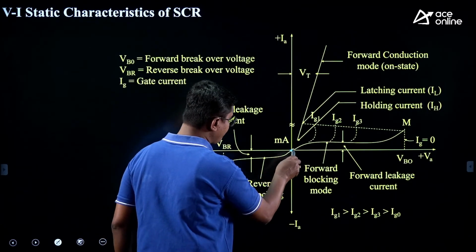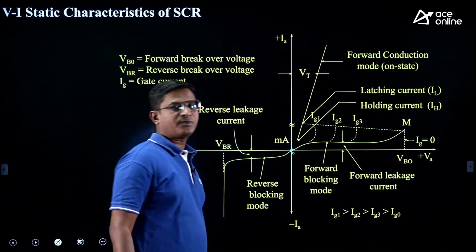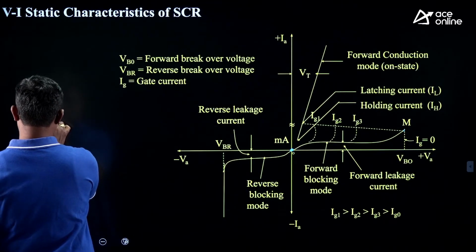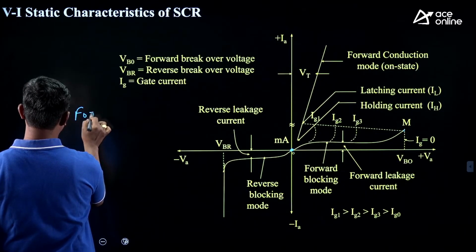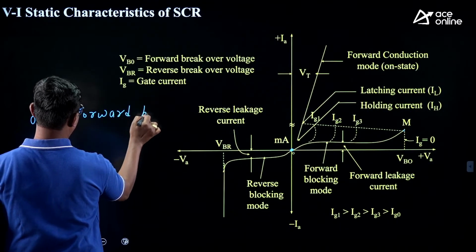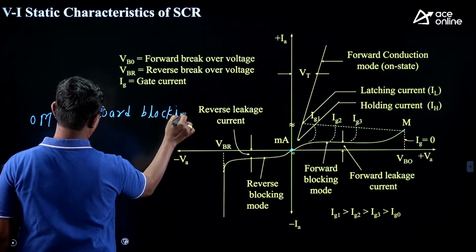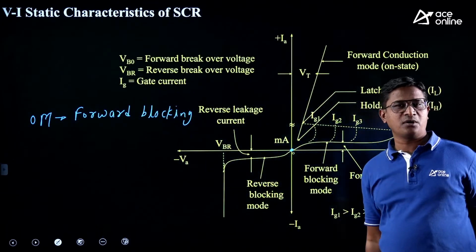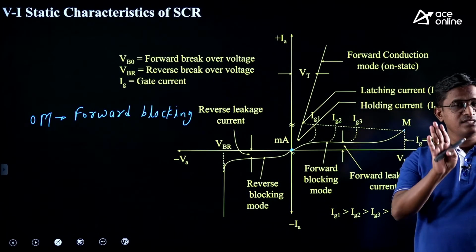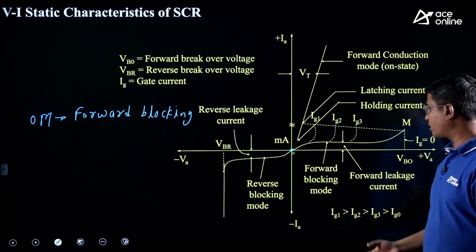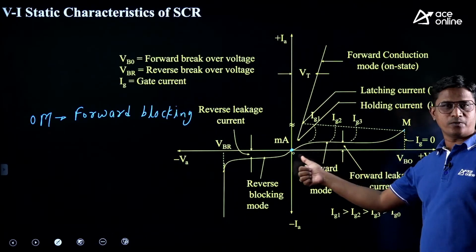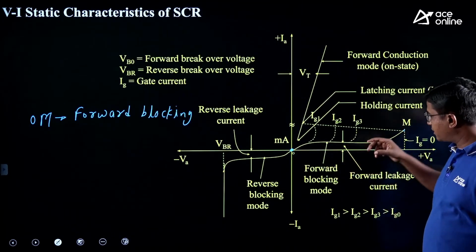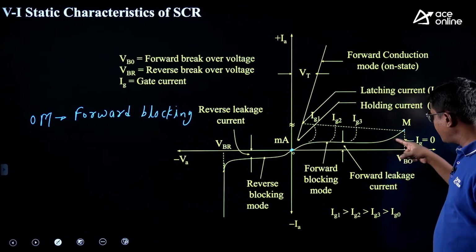This OM curve indicates forward blocking mode. OM means what? Forward blocking. Forward blocking mode means your device is in a forward bias mode, but it is in a off state. Okay. So forward blocking mode means voltage across device is positive, right? It is a non-zero voltage. It is a high voltage, and current flowing through the device is very low.